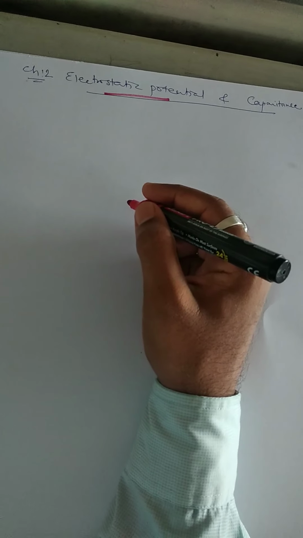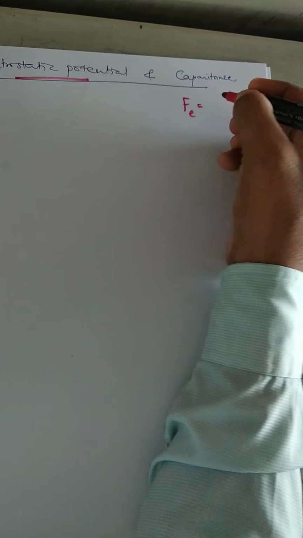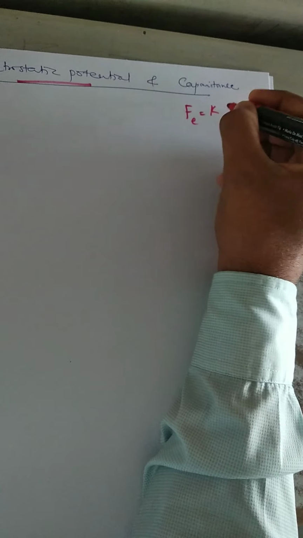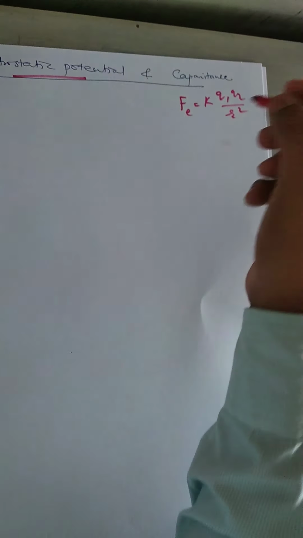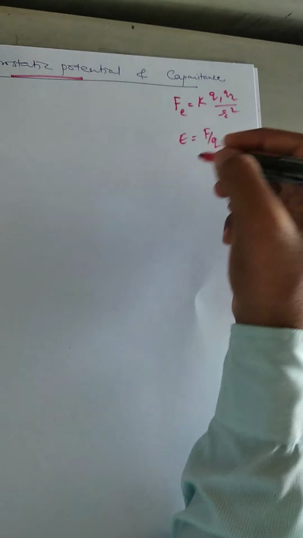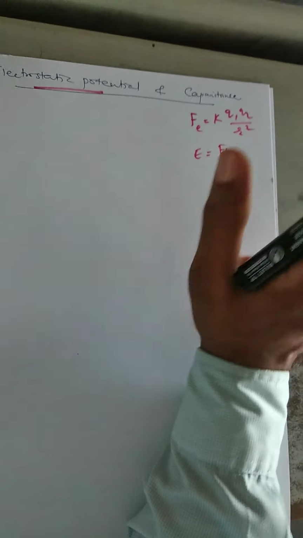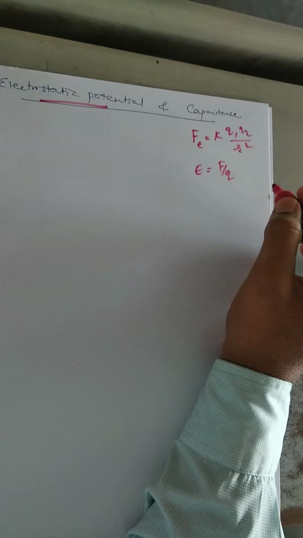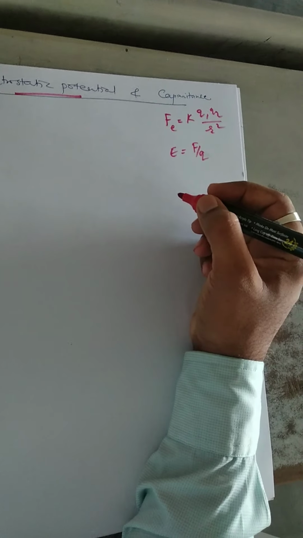charge and fields. So as you know, the equation of electric force that we derived from Coulomb's law, that is K Q1 Q2 upon R square. Right? From that force we derived the equation of electric field, that is E is equal to F upon Q. And we used a number of other equations, but those equations are not required in this chapter, so we will not discuss them.